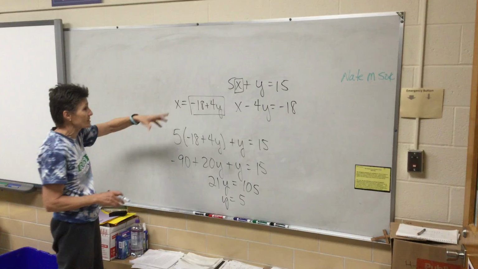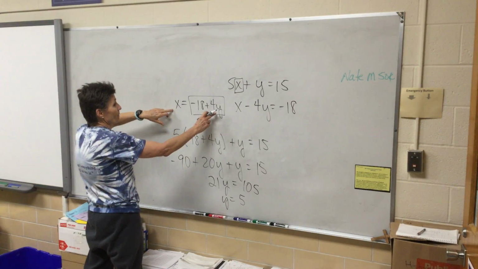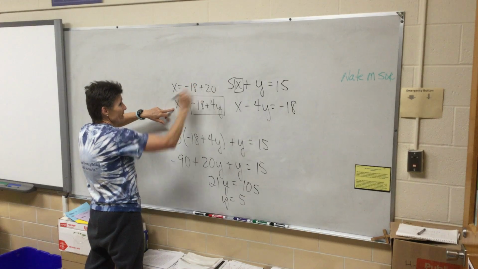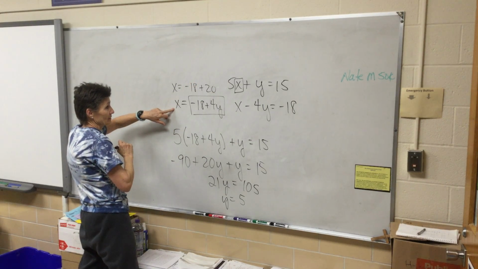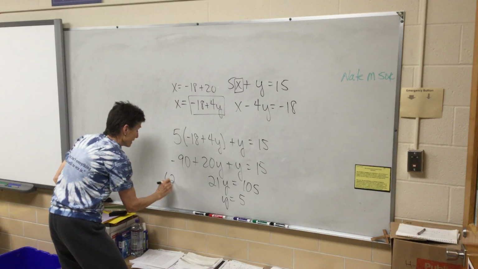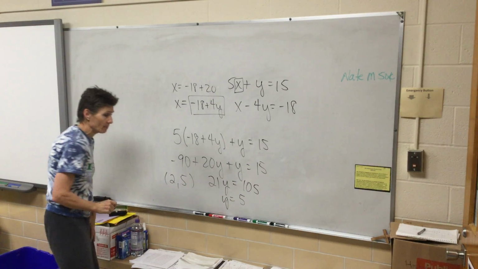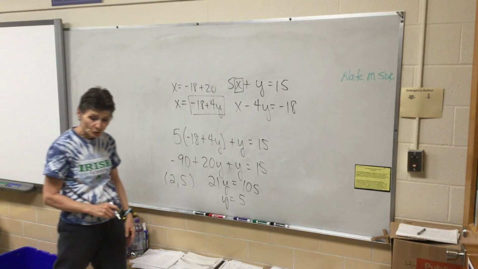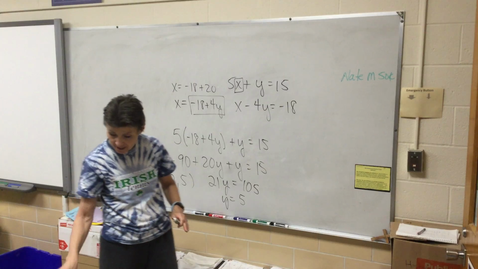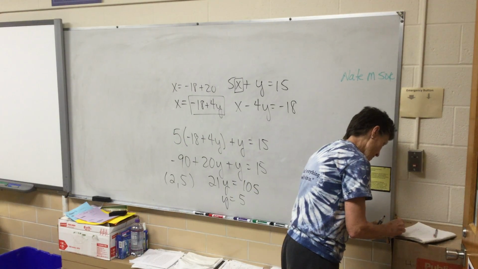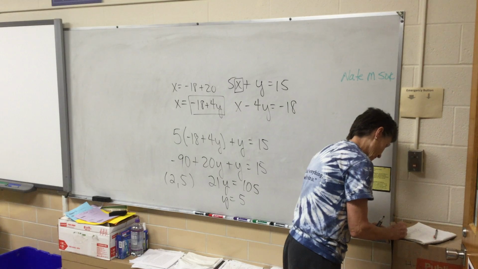Any of your equations, put the 5 in. So if I put 5 in here, it's going to say x equals negative 18 plus 20. So x equals 2. And my answer is 2 comma 5. Make sure that when you write your answer, it's x comma y. Okay? Yep.